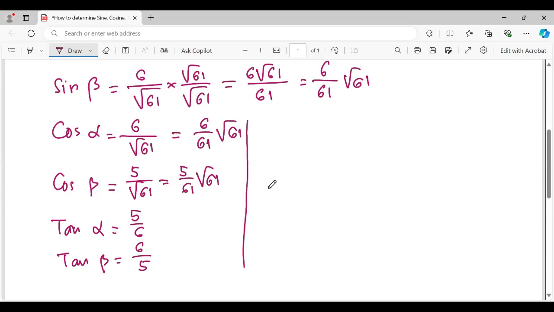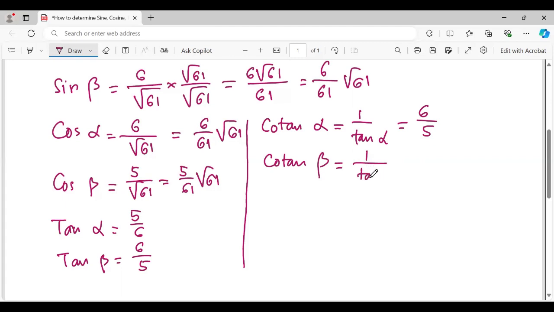Next, how about after the tangent? Next, cotangent. Cotangent alpha is the reciprocal of tangent alpha, 1 over tangent alpha, the reciprocal of this fraction, 6 over 5. Cotangent beta, 1 over tangent beta, the reciprocal of this fraction, 5 over 6.